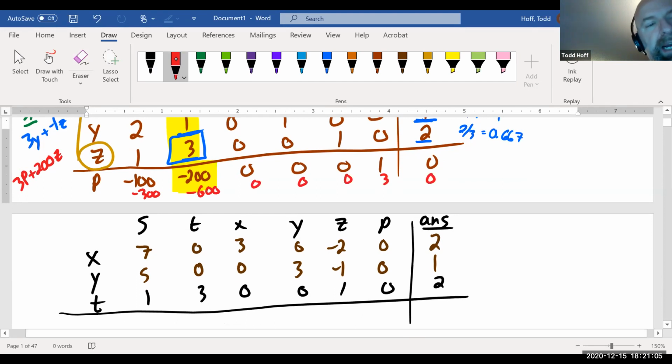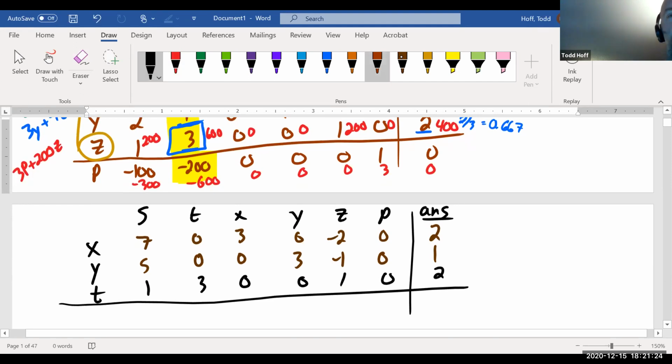And 200 times row Z, well, 200 times 1 is 200. 200 times 3 is 600. Times 0 would just be 0. 200 times 1 is 200. Times 0 is just 0. 200 times 2 is 400. So now I'm going to combine those to get my row P.